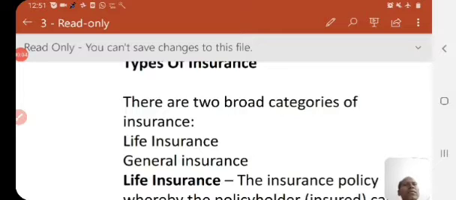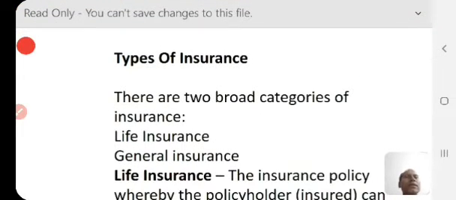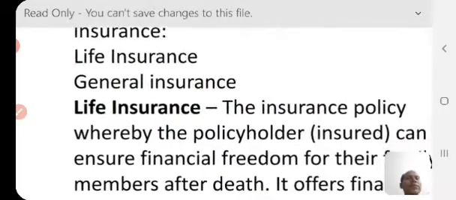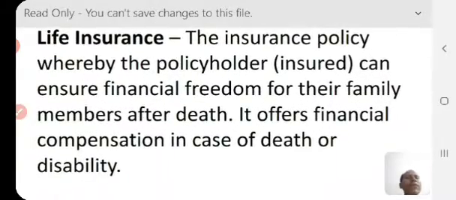Now, we shall see the types of insurance. There are 2 broad categories of insurance. One is life insurance, the other is general insurance. Life insurance.